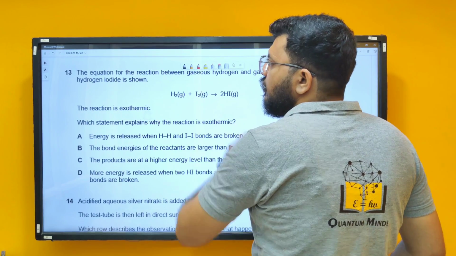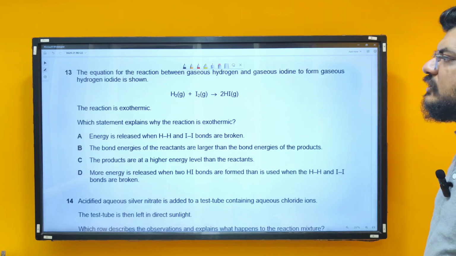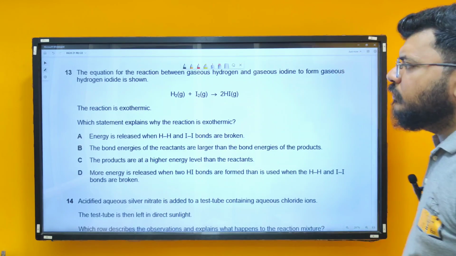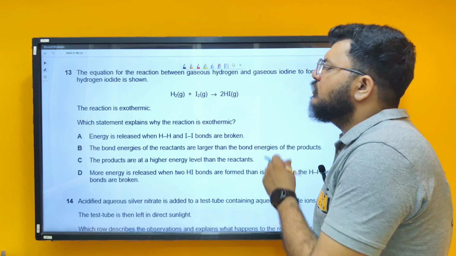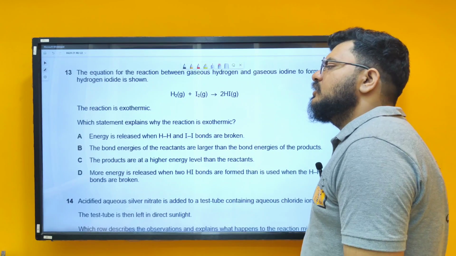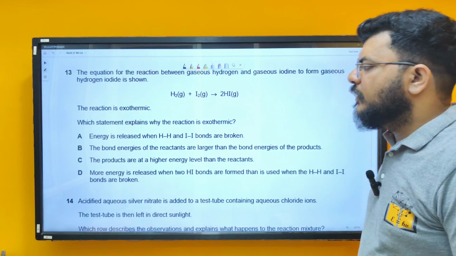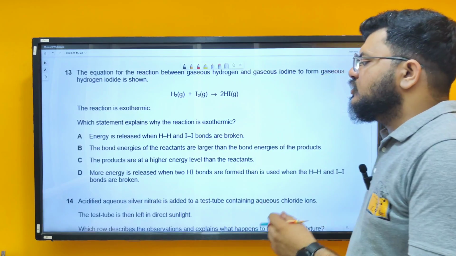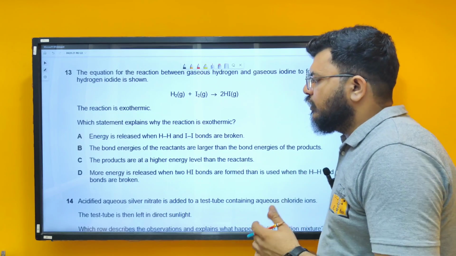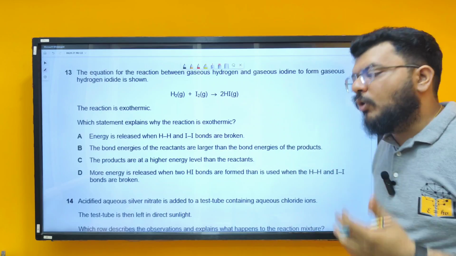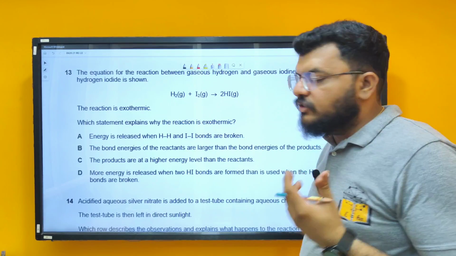Question number 13. The equation for the reaction between gaseous hydrogen and gaseous iodine to form gaseous hydrogen iodide is shown. The reaction is exothermic. Which statement explains why the reaction is exothermic? Energy is released when the H-H bond and I-I bond are broken. No, energy is required to break bonds. Energy is released when bonds are made, right? That is what we know.